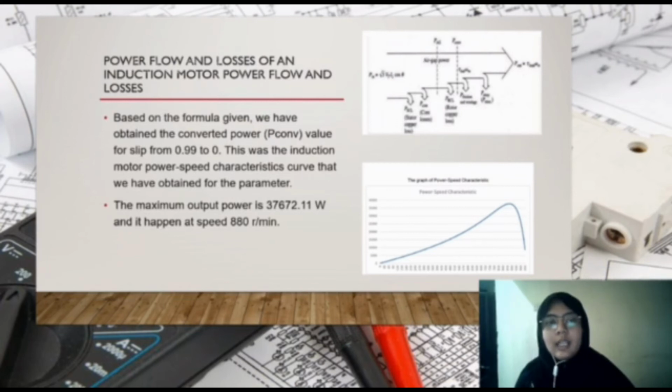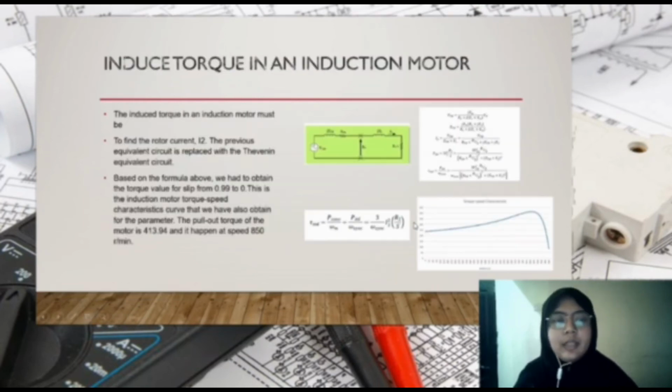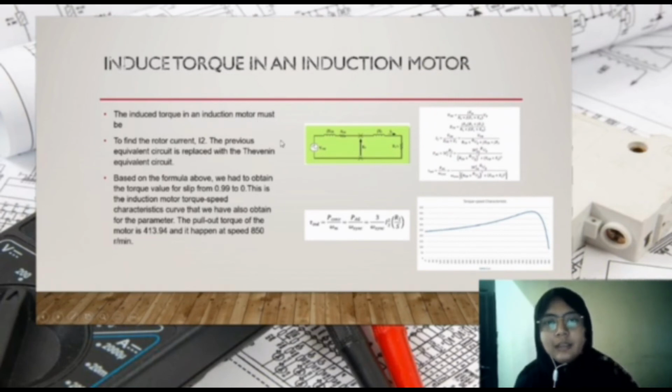7,672.11 watts, and it happened at a speed of 880 RPM in this graph. The induced torque in an induction motor must be this figure. And to find the rotor current I2, the previous equivalent circuit is replaced with the Thevenin circuit. This one. After that, based on the formula given, we obtain the torque value for slip from 0.99 to 0.